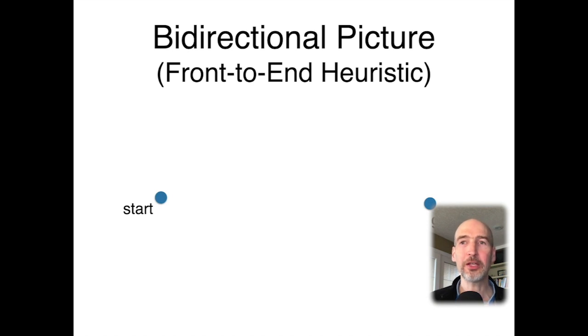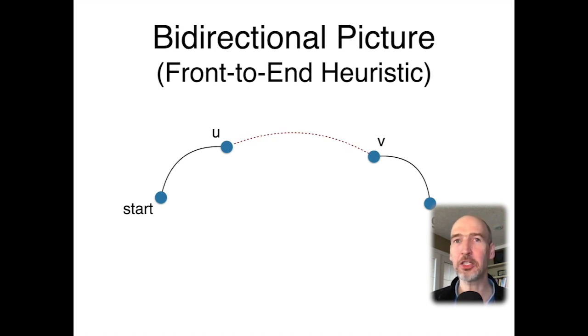So let's look at this picture then. This is the analogous picture, and we're going to do this with a front-to-end heuristic. We'll see what that is in a moment. So we're at the start state. We've done some forward search and some backward search to end up with states U and V. And then there is some connection between them. We don't know what the possible path is between them, but we actually don't have a direct way, with a front-to-end heuristic, of estimating the distance between U and V.